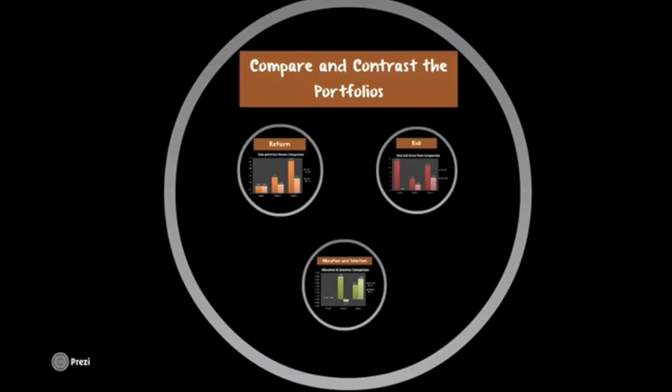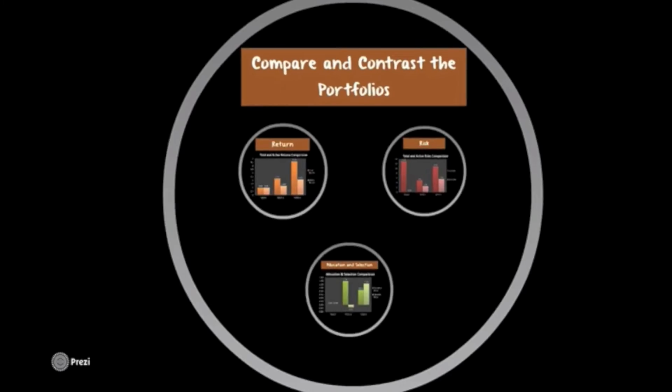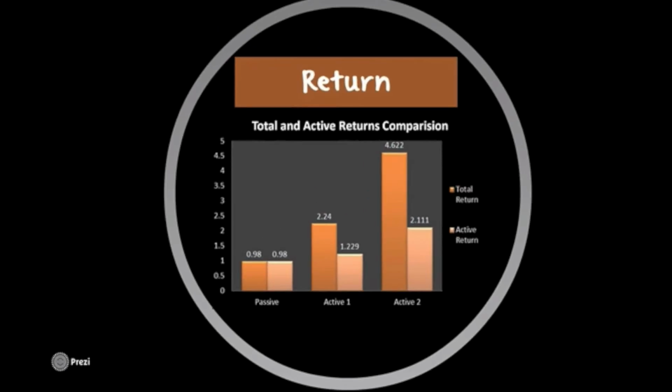In the next session, I'm going to compare and contrast the 3 portfolios. Firstly, let's consider the return. As we can see in the graph, the passive portfolio had the same return as the benchmark at 0.98%. Based on our portfolio analysis factors, we come up with the active one, which brings more return than the passive strategy at 2.24%. This shows that our portfolio is outperforming the benchmark.